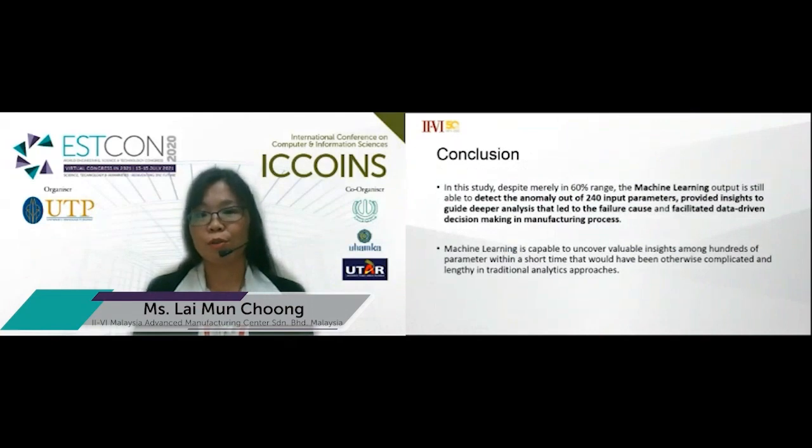Finally, for the conclusion, in this study, despite nearly in 60% range, the machine learning output is still able to detect the anomaly out of 240 input parameters, provided insights to guide deeper analysis that led to the failure cause, and facilitated data-driven decision-making in manufacturing process. Machine learning is capable to uncover valuable insight among hundreds of parameters within a short time that would have been otherwise complicated and lengthy in traditional analytic approaches.